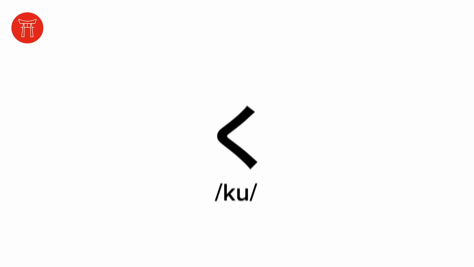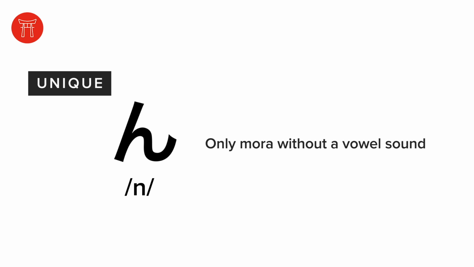The third type of mora is a special case, and there is only one. This character represents the sound n. It's the only mora in Japanese that does not have a vowel sound.